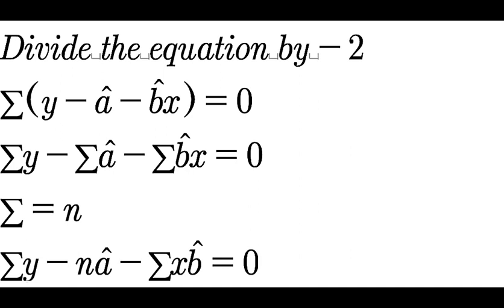So now at this point, we have a linear equation in two unknowns, where the unknowns are a hat and b hat. N is the coefficient of a hat. Summation x is the b hat coefficient, while summation y is treated as a constant.